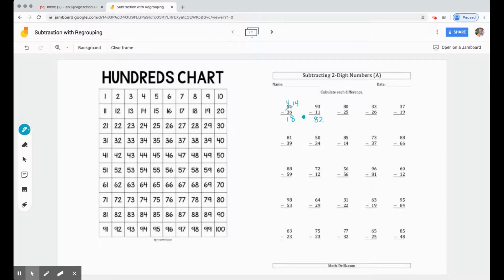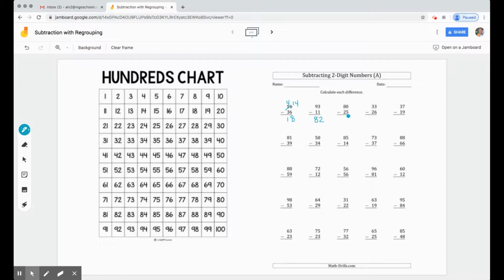Another way that you could solve this problem is to find 93 on your hundredths chart and count back 11 hops. So do that with me and we'll double check our answer. 1, 2, 3, 4, 5, 6, 7, 8, 9, 10, 11. And we landed on 82, so we are correct.